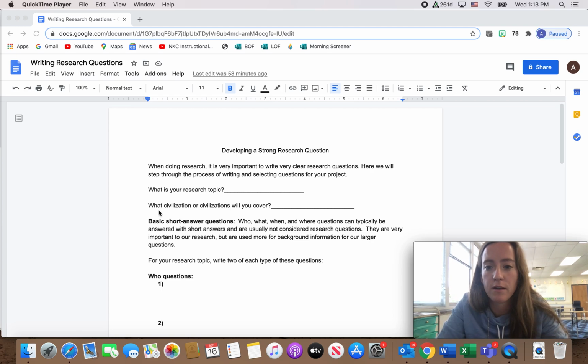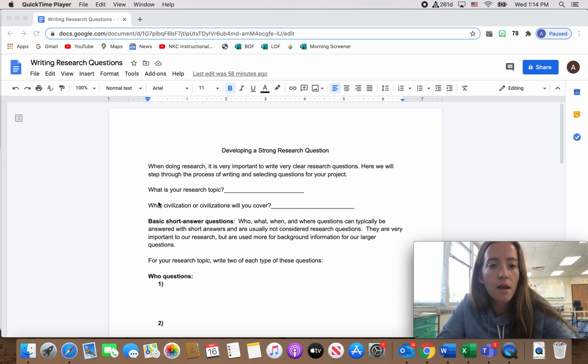Over some tips on how to develop a strong research question, which you are going to use when you are doing some research about the Native American tribe that you chose. So we'll just go through this together, and then you'll be able to edit the PDF on your own according to your Native Americans.